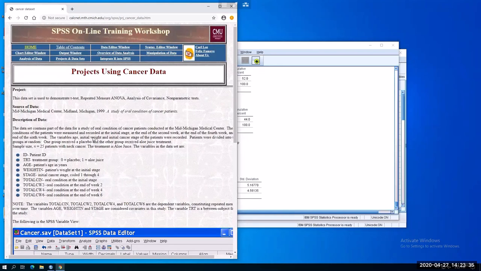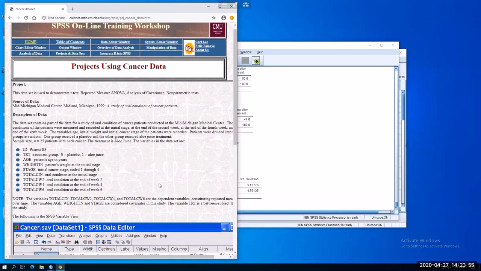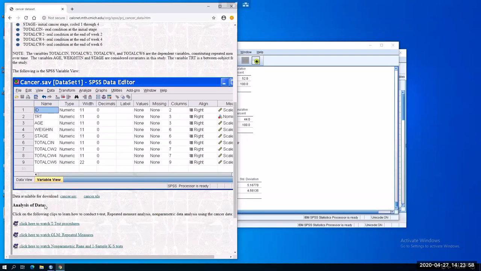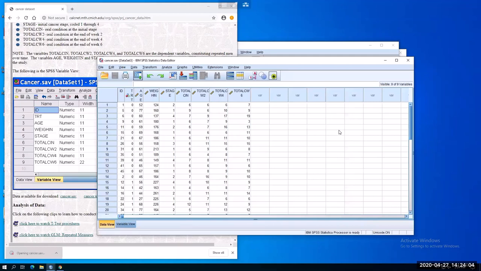Measured and recorded at the initial stage, at the end of the second week, at the end of week four, at the end of week six. And we have these patients divided into placebo and treatment group. And our patients have neck cancer. Okay. Now let's download this data and open. This is our data.